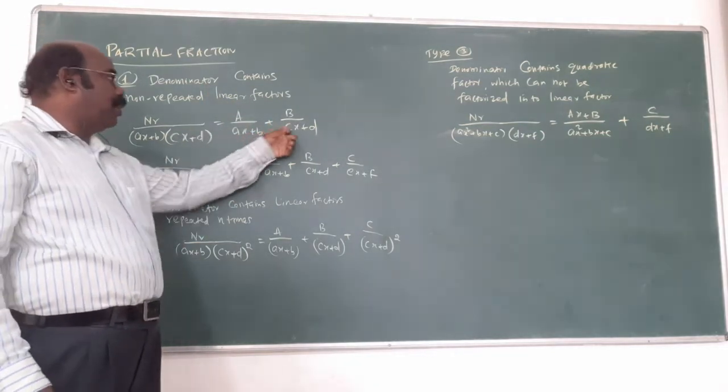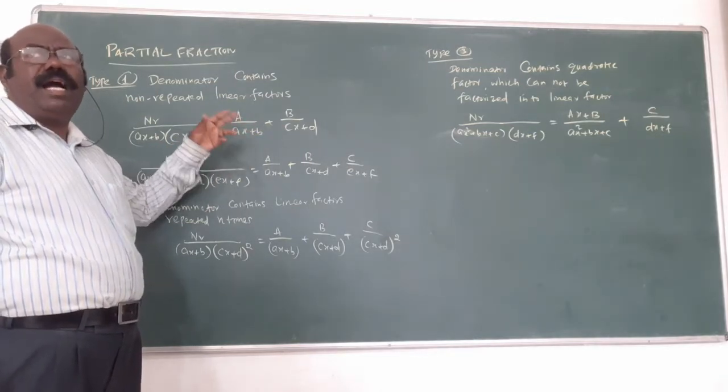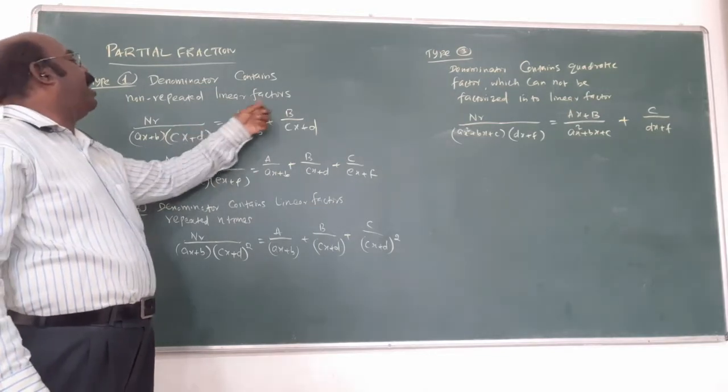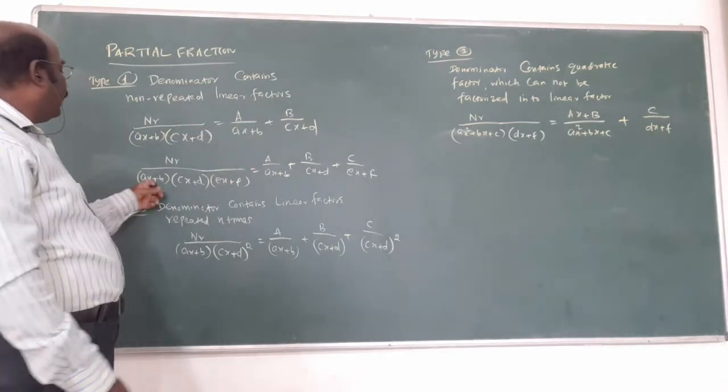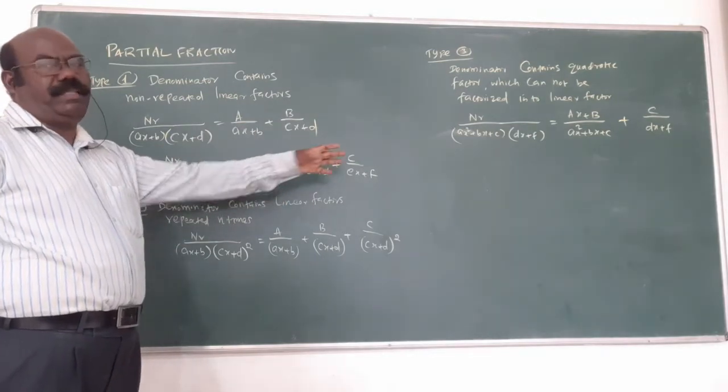First, we have two linear factors. After taking LCM and simplifying, you find A and B, and once you substitute the values for A and B, you get the result. Similarly, three linear factors follow the same concept. You must find the values of A, B, C.